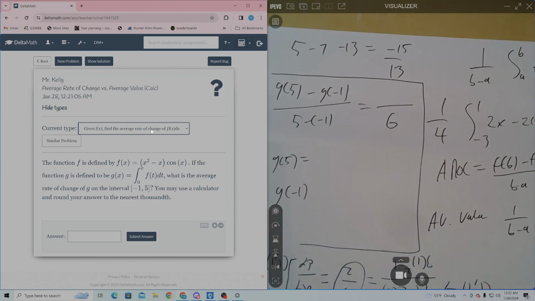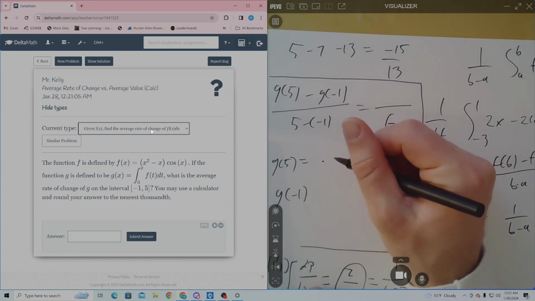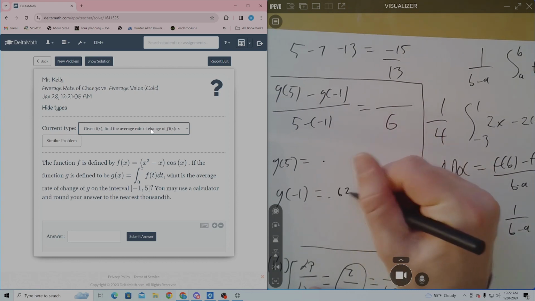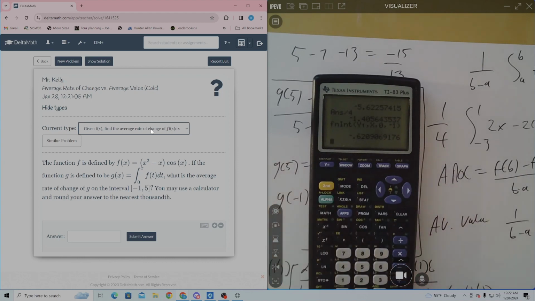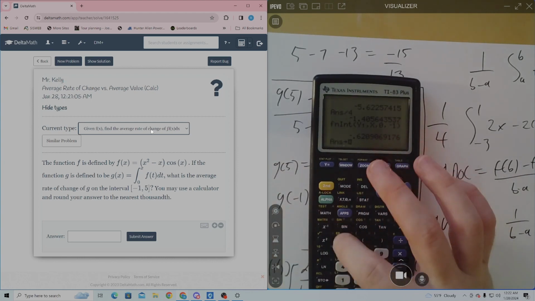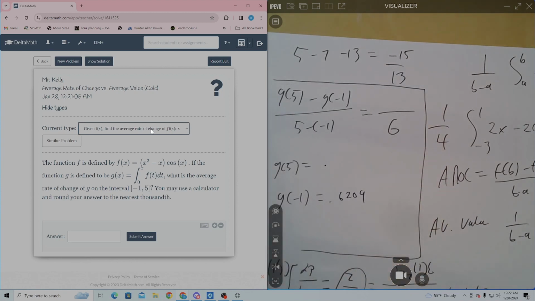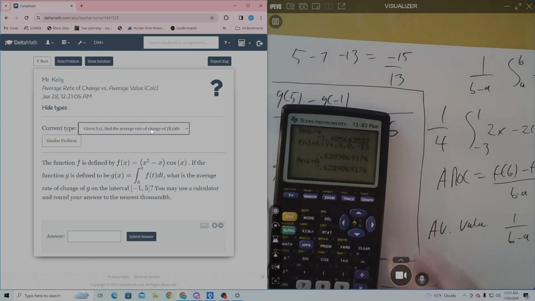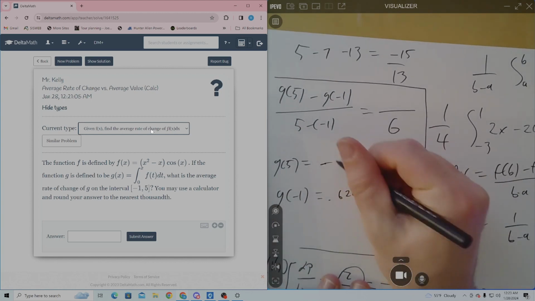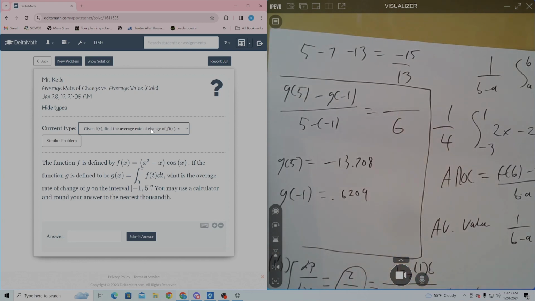0.6209. That's -1.6209. And I'm going to do the thing here to get the exact value. I'm going to store that under A, so I can use that for later. And then same thing with g of 5. I'm just going to plug that back in. Plug in a 5. And I'm going to store that too, in B. Okay. Yep, -13.708 roughly. But the storing thing is going to make sure I get a really accurate result.